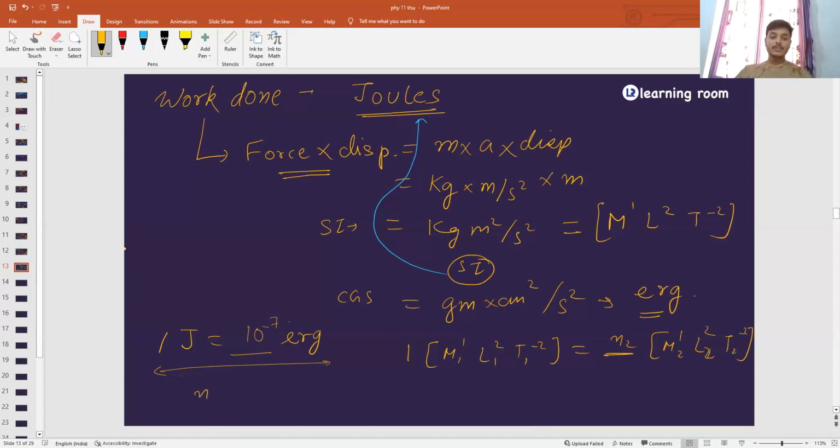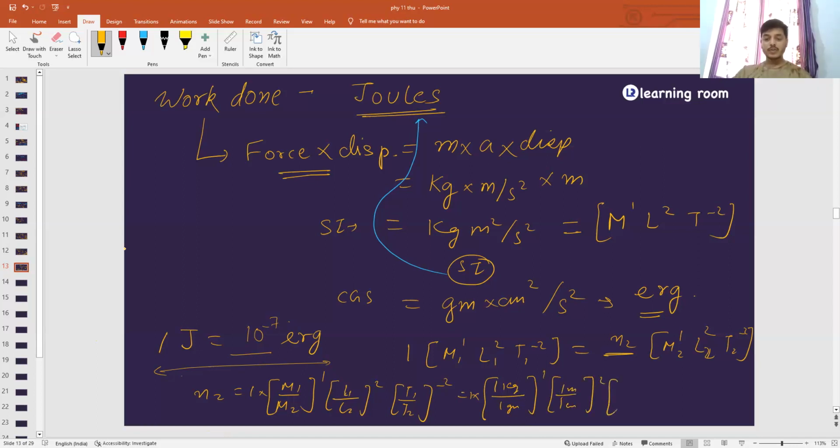Next, N2 is nothing but M1 upon M2 to the power 1, L1 upon L2 to the power 2, and then T1 upon T2 to the power -2. Put the values. M1 is in the SI system of units, so it is 1 kg. So 1 kg upon 1 gram, power 1. 1 meter upon 1 centimeter, power 2. 1 second upon 1 second, power -2.